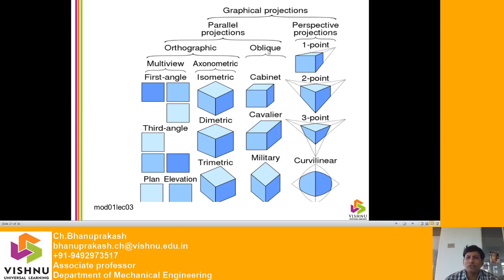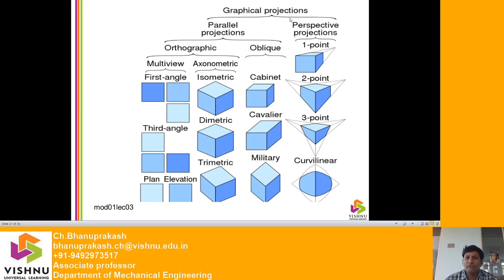Next one is the oblique projection. From the syllabus point of view, we are not discussing any oblique projection. The oblique projection is nothing but the object will be in an inclined position, not like isometric, it will be in some inclined position. Next one is the perspective projection.